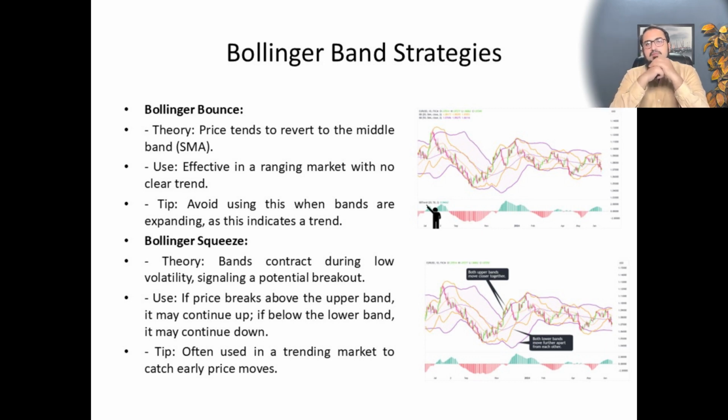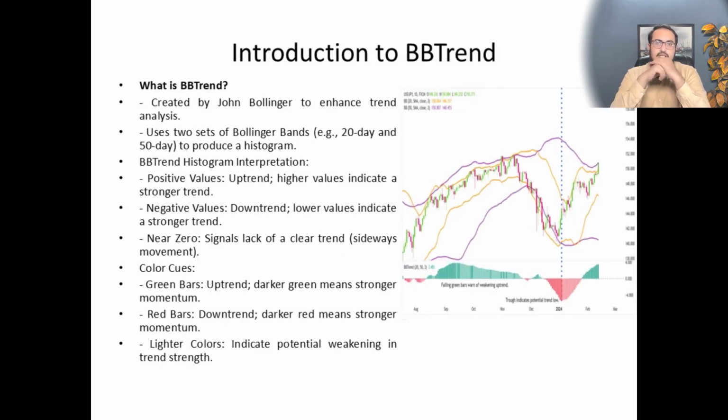This is the second tool we have created, basically using two friends, called BB Trend. What does BB Trend do? Basically, it simplifies things. It tells you the direction of the trend and the strength of that trend's direction. Why did John Linjal develop it? To enhance trend analysis.